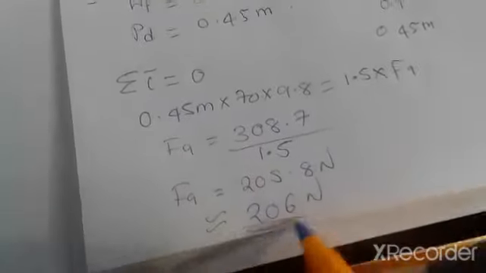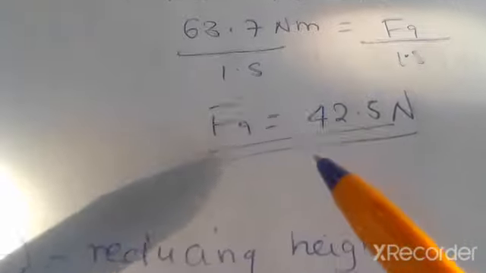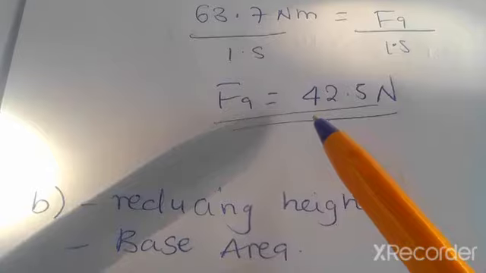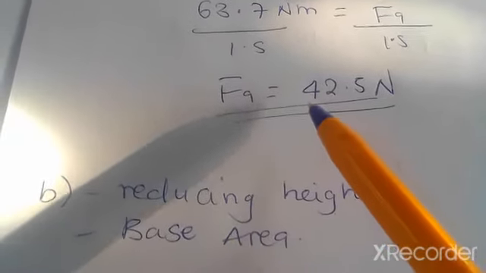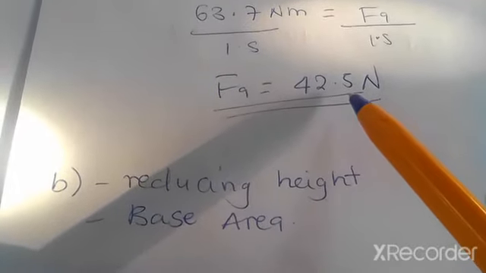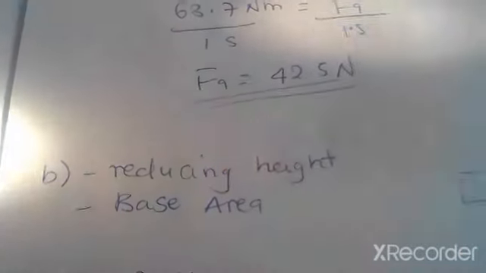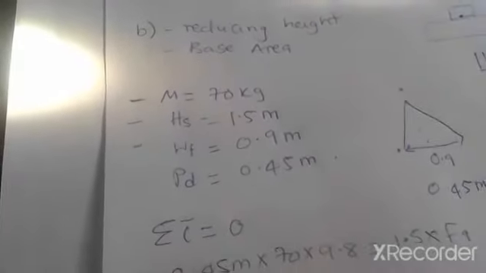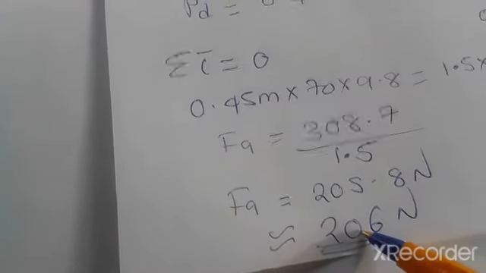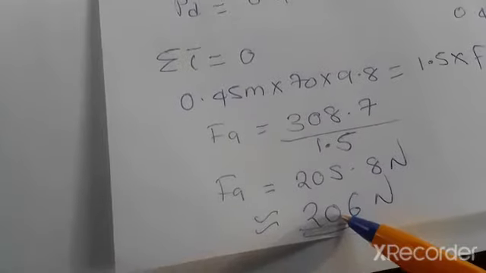Okay, so now if you look at it, there's a very big difference. To topple a person who is standing with their feet close, you don't need a lot of force. They are not so stable. With just a force of 42.5 newtons, you can topple them. Although the mass of this person is slightly higher, if you look at the difference, 206 and 42.5, there's a very huge difference, right?